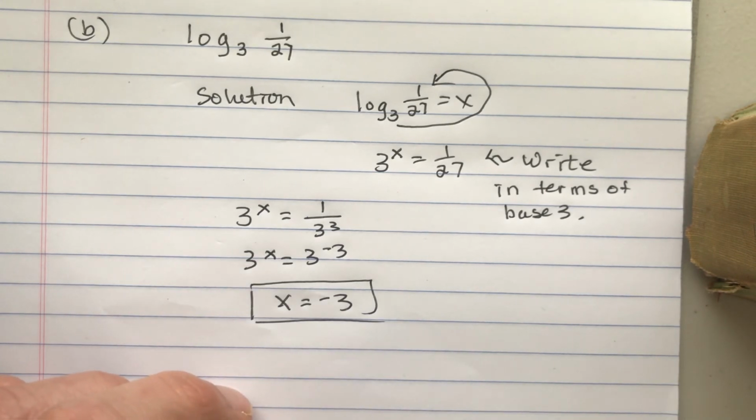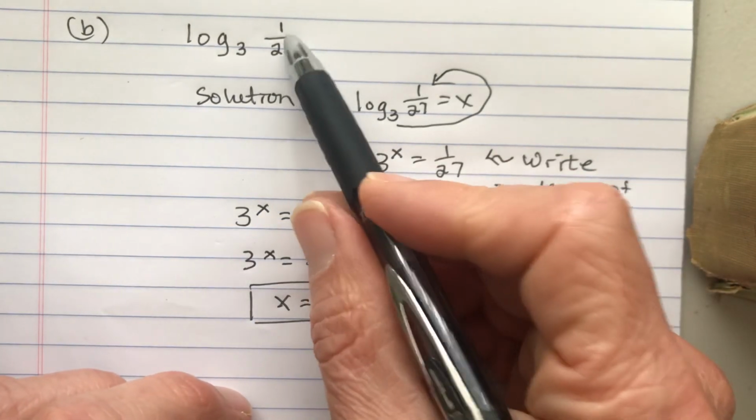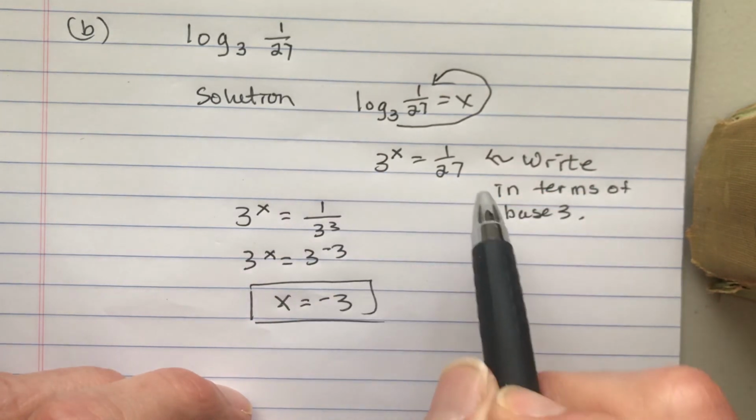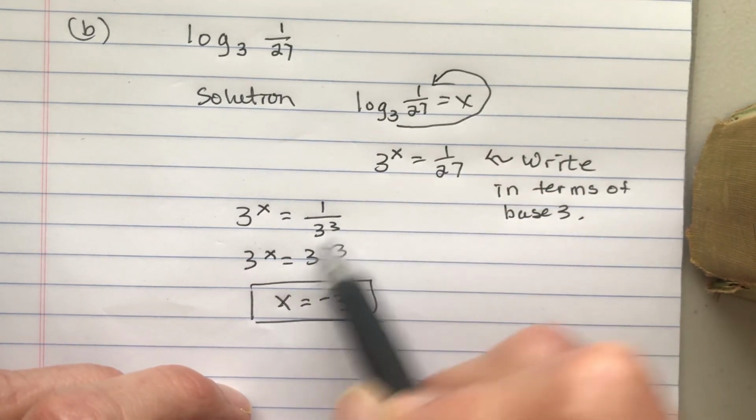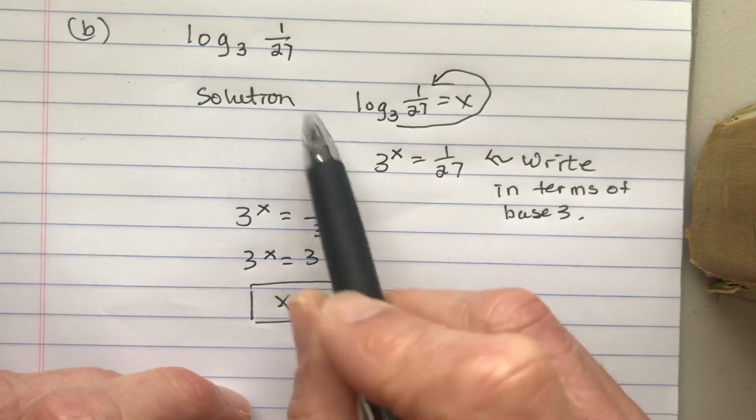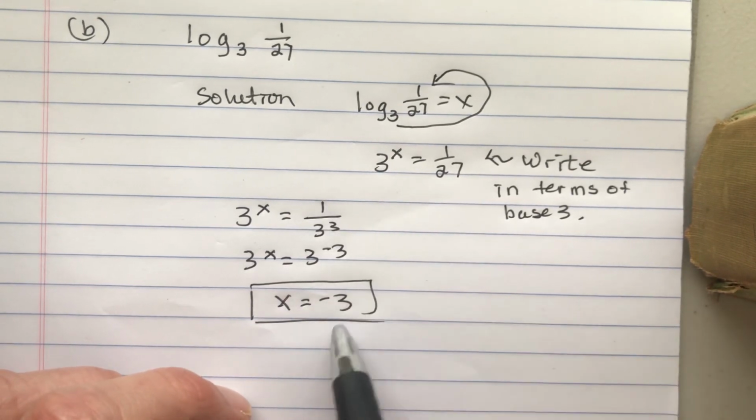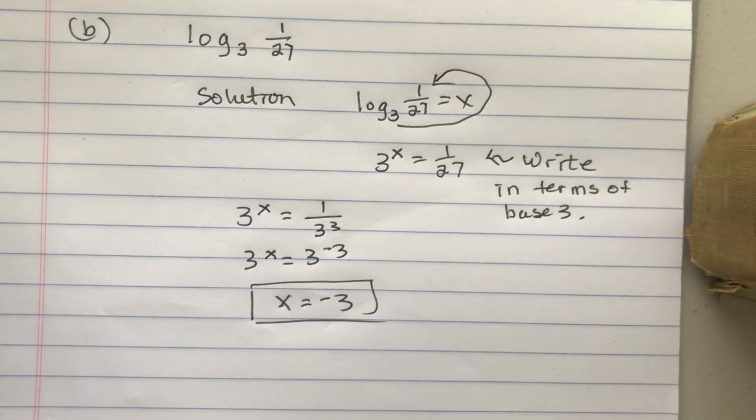So let me point out, if I didn't have 1 over 27, if I had, say, 1 over 26, then I would not be able to do this in my head. In fact, there would still be an answer, but it would be an irrational number. Here the answer is an integer, negative 3.